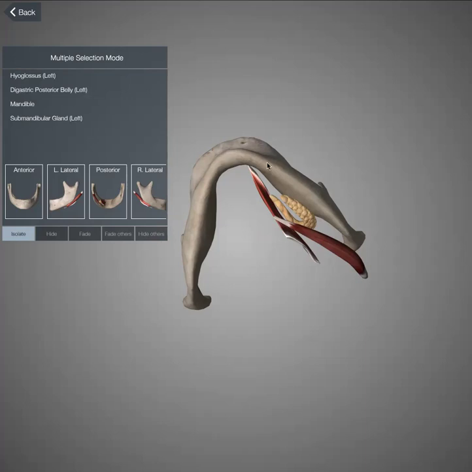Okay, and this is the end of the salivary glands.